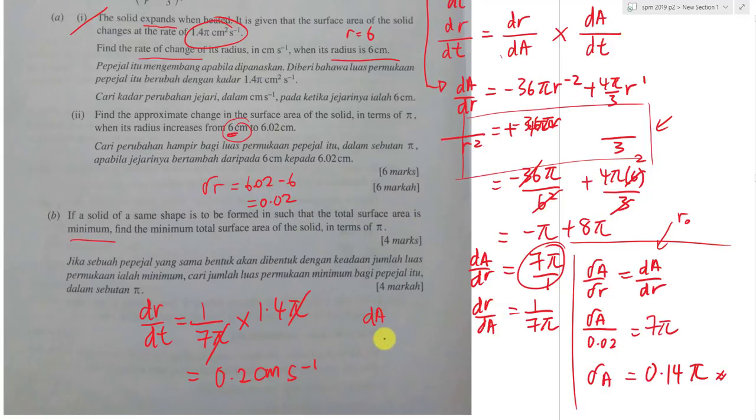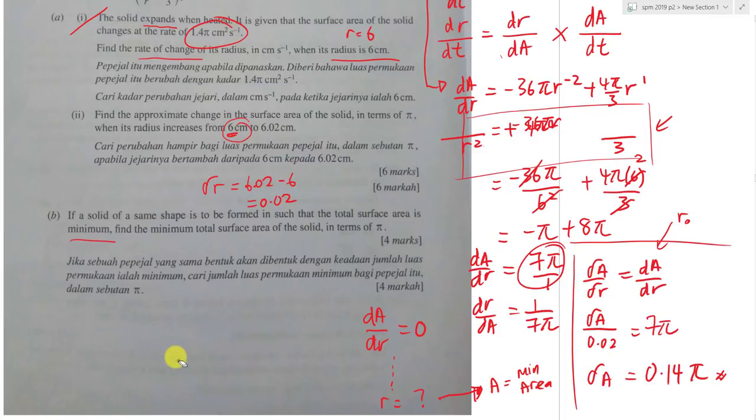So basically they're trying to say, okay, maybe the dA/dr is 0. And then they ask you what is the minimum total surface area. So what I want to do here is make my dA/dr equal to 0, and then solve this one to get my R value. After I got my R value, I will substitute it back into the A to get the minimum area. Okay, you get the idea? So if you get the idea, then I'm going to show you how I'm going to solve.